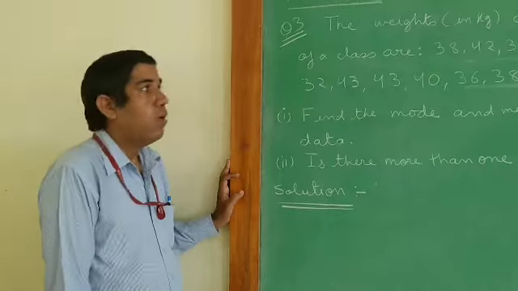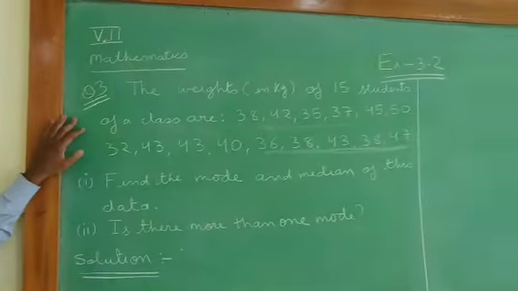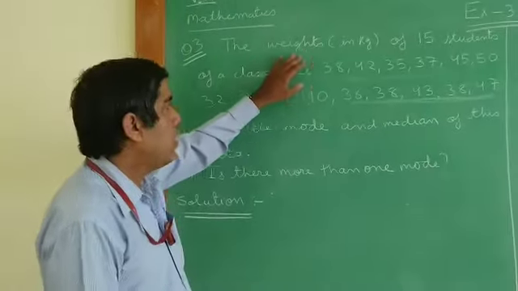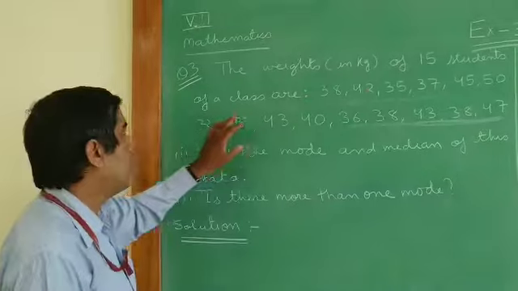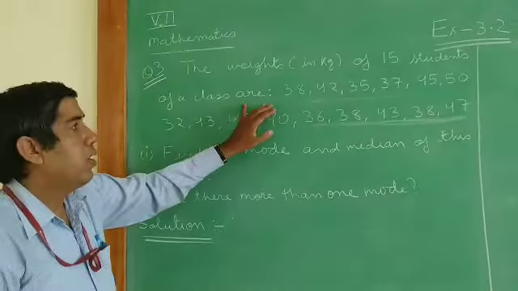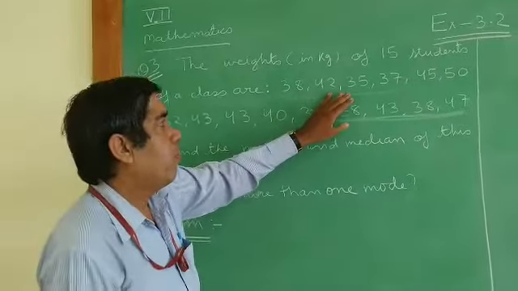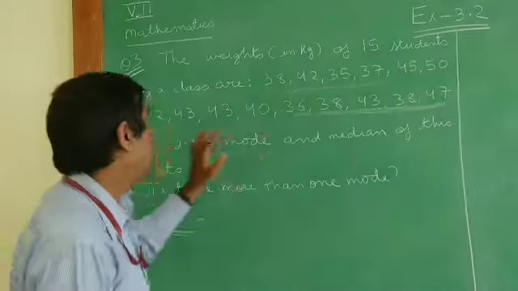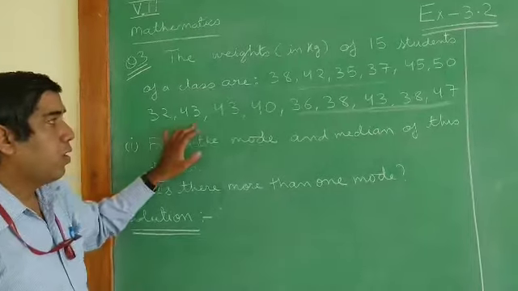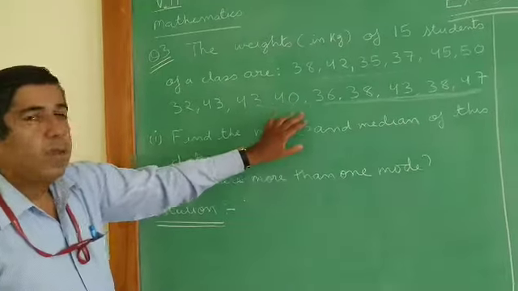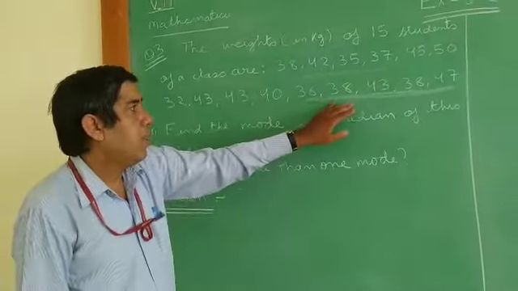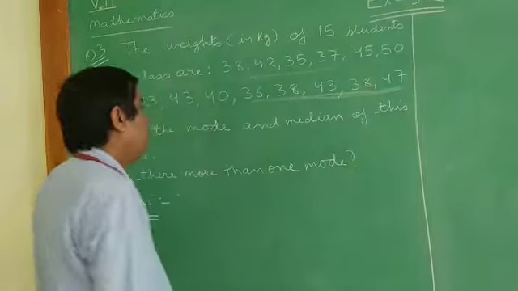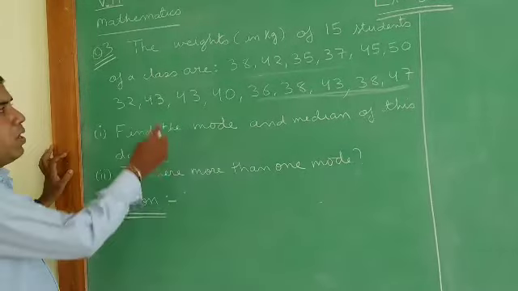Hello students, today I am going to discuss exercise 3.2 question number 3. See the question here. The weight in kg of 15 students of a class are 38, 42, 40, 35, 37, 45, 50, 32, 43, 43, 40, 36, 38, 43, 38, 47. Now you can see how many numbers are there.